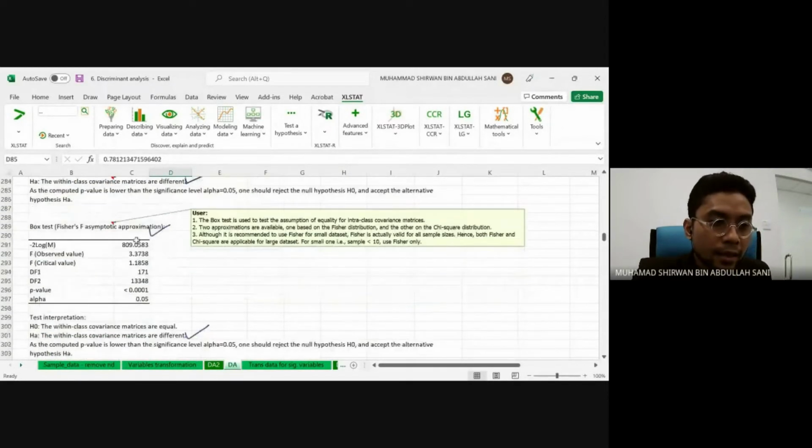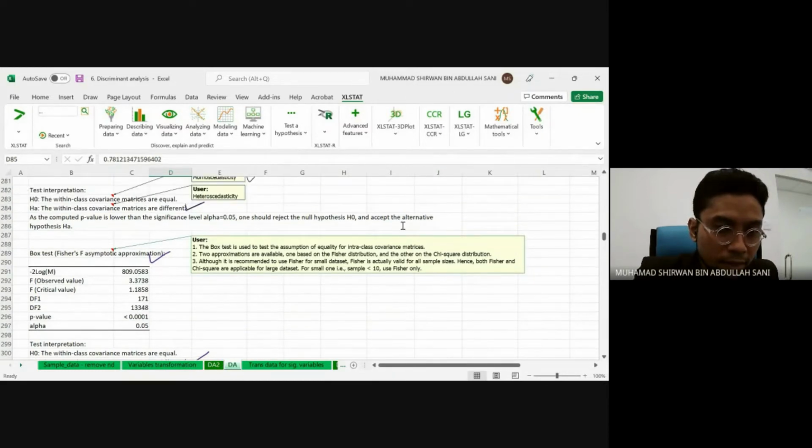Okay, and then this is the Box test. This is the one that we discussed, the Fisher F asymptotic approximation. The Box test is used to test the assumption of equality of the intra-class covariance matrix, same as the one above.